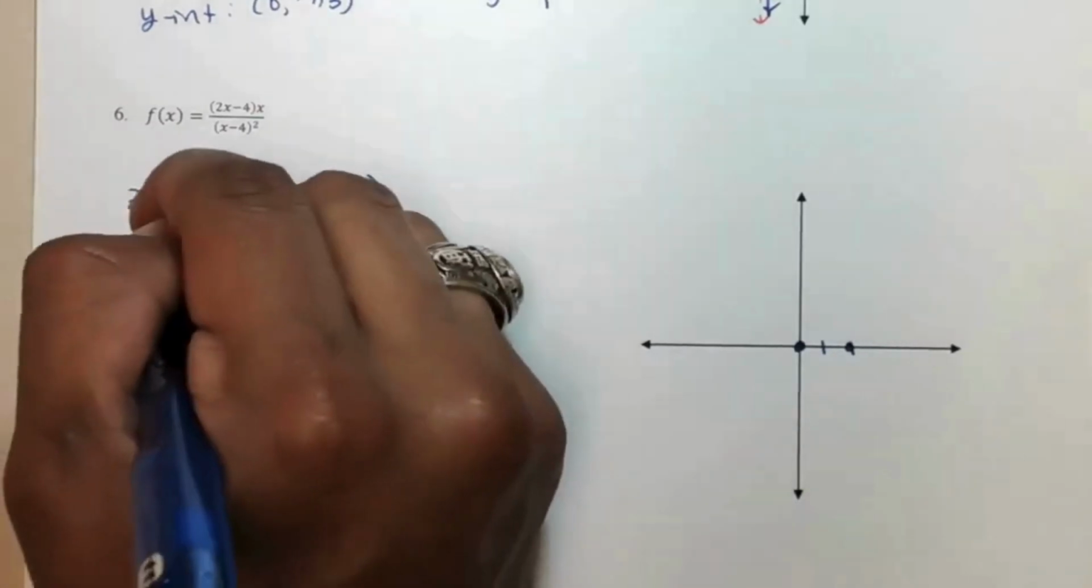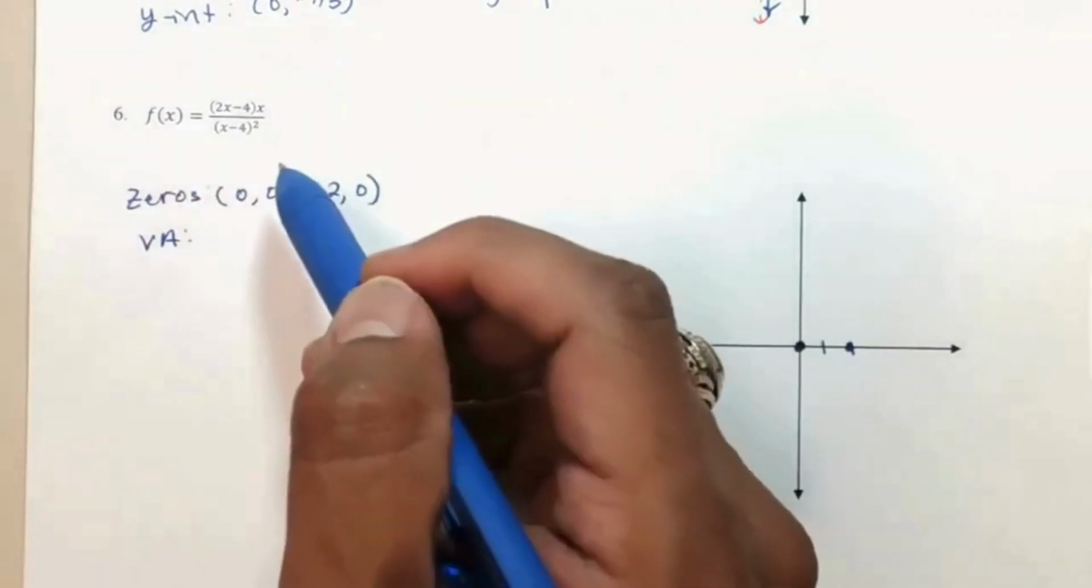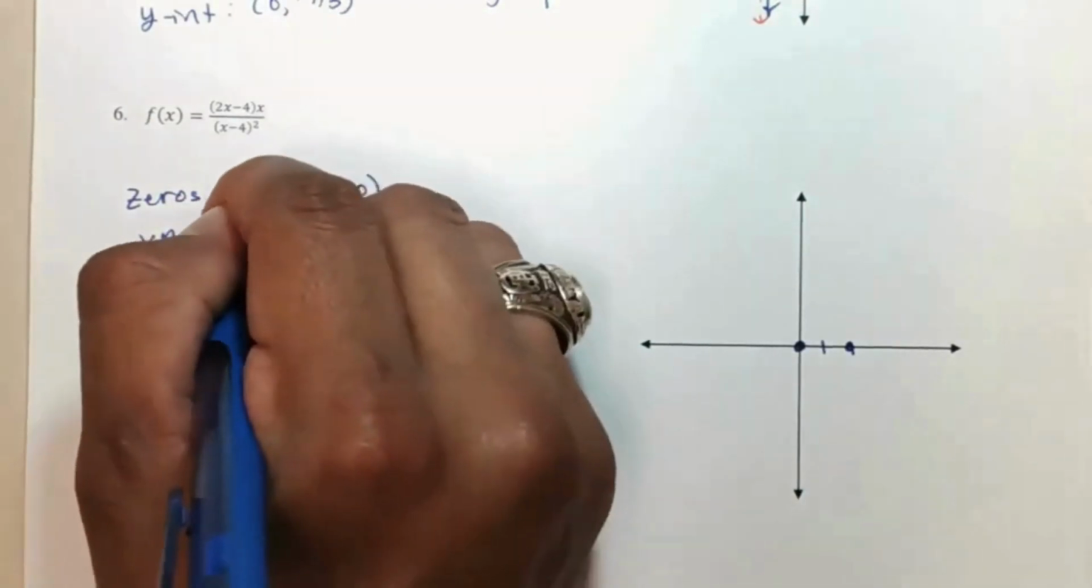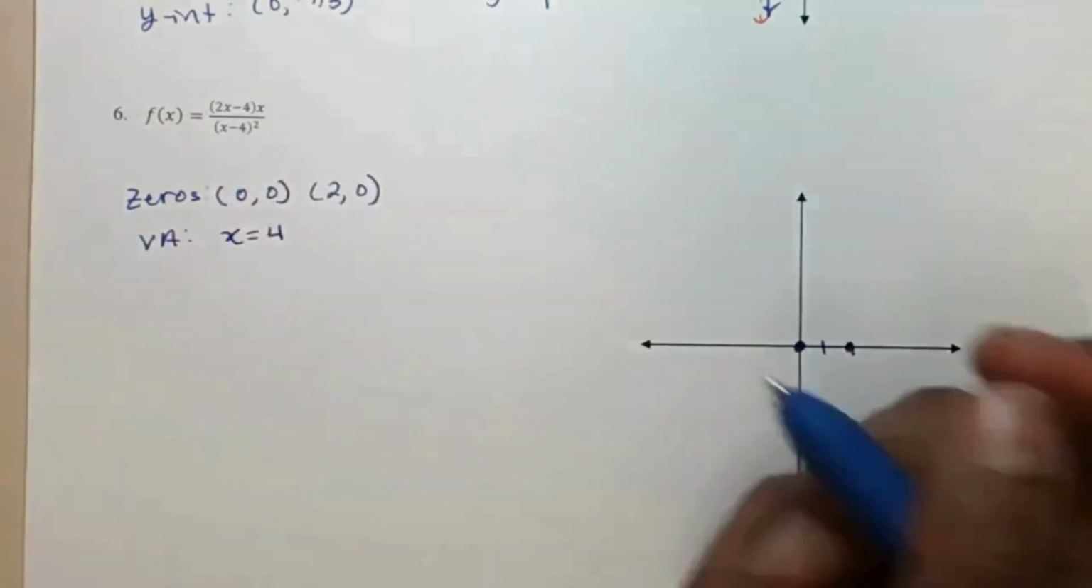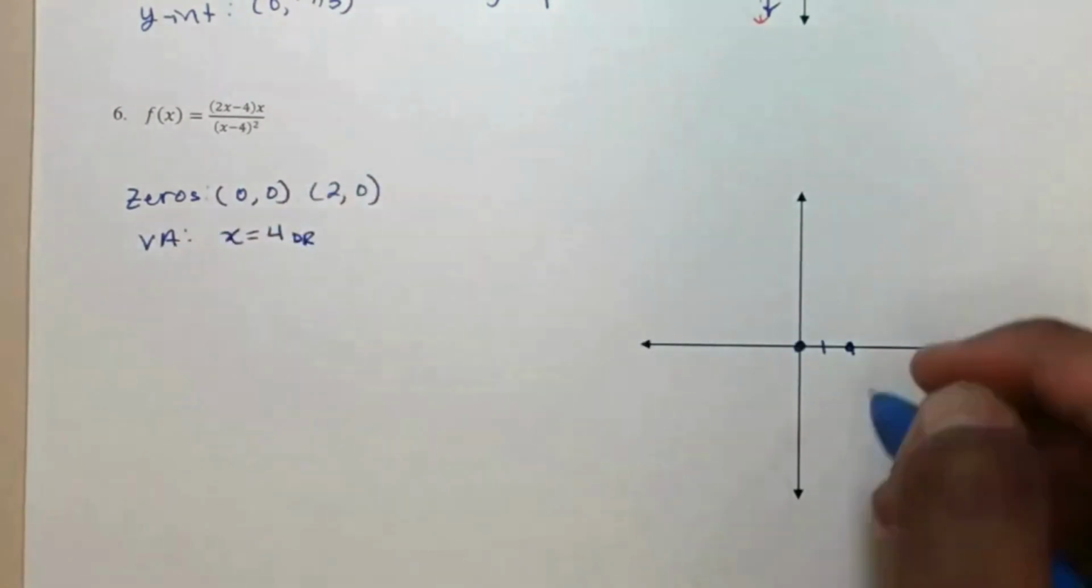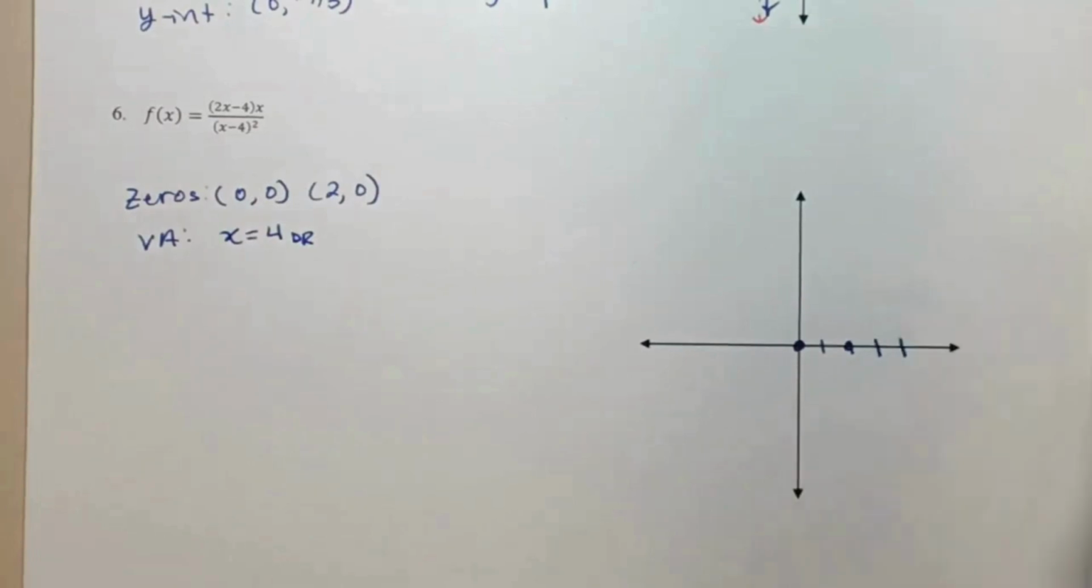Then our vertical asymptotes, we have (x - 4) squared. Well, that means that I'm going to have x equals 4 twice. So instead of writing x equals 4 twice, we're going to put double root. So at 4, and I'm going to draw my vertical asymptote.